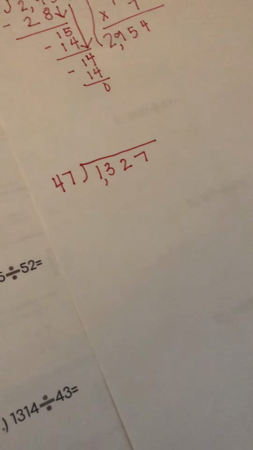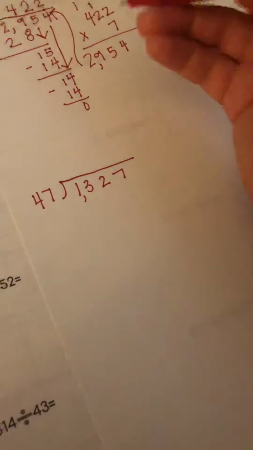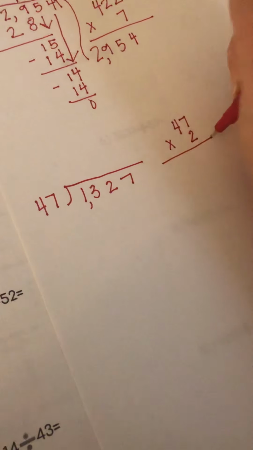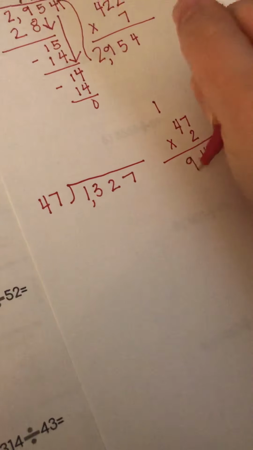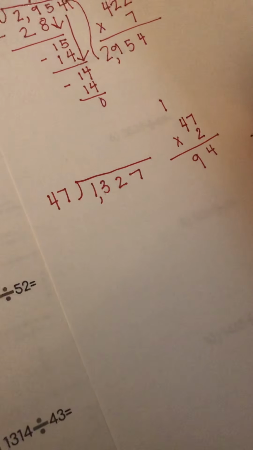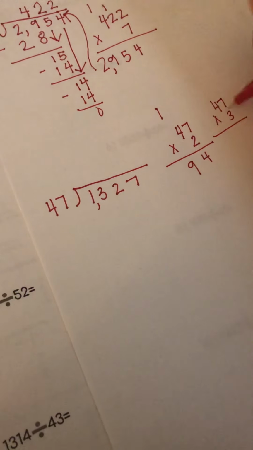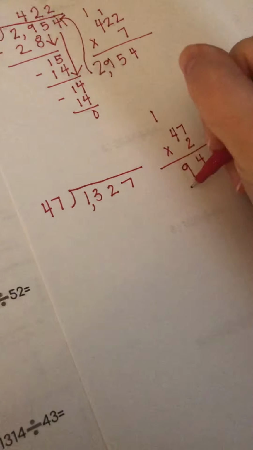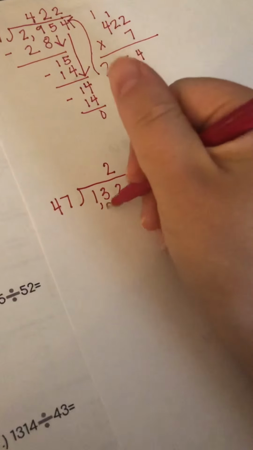but 50 would only go into 130 twice. So let's try 47 times 2, which is 94. And let's try 47 times 3 just to make sure. So that's too much. So it only goes in twice. 2 times 47 is 94.